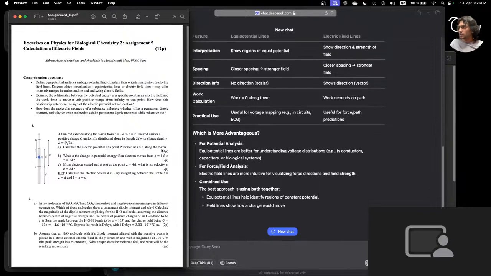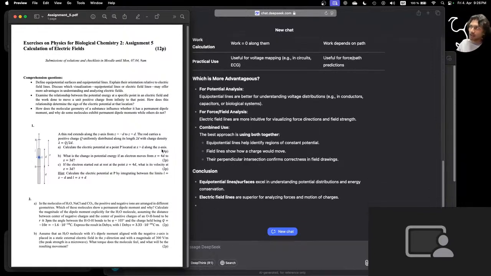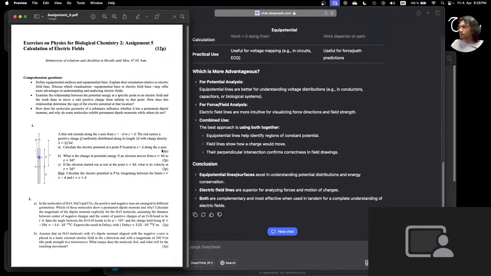A thin rod extends along the z-axis from z equals minus d to z equals d, uniformly distributed along its length 2d with charge density lambda equals q by 2d. Okay.